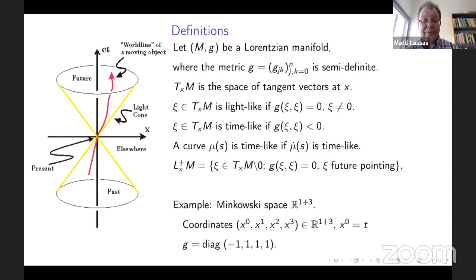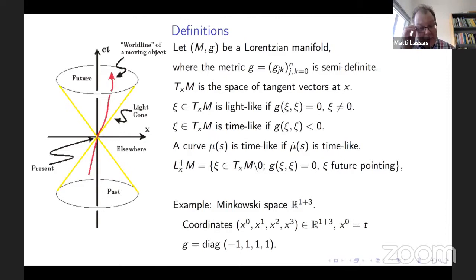Then we say that the vector xi is time-like if this inner product defined by g is negative. This means that the vector is pointing inside the light cone. Moreover, we say that a curve is time-like if its tangent vector at all points is time-like. So it is like the red curve in this picture. It always moves inside the light cone, so its speed is slower than the speed of light. This corresponds to a particle that has a mass and moves with a speed that is less than the speed of light.